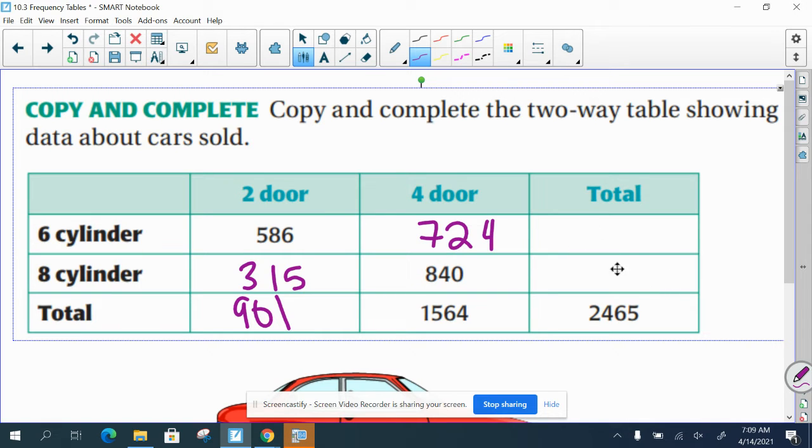And then for the totals, you would just add these two numbers up. So 586 plus 724 is 1310. And then 315 plus 840 is 1155. So, pretty easy.